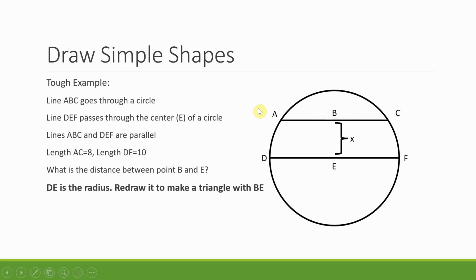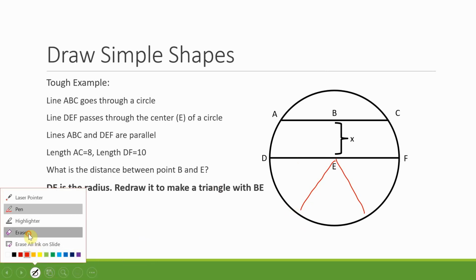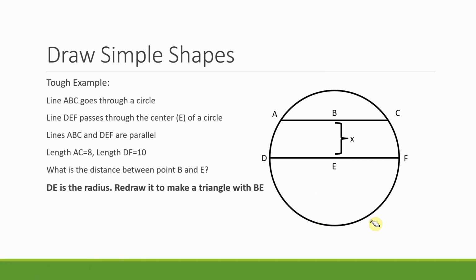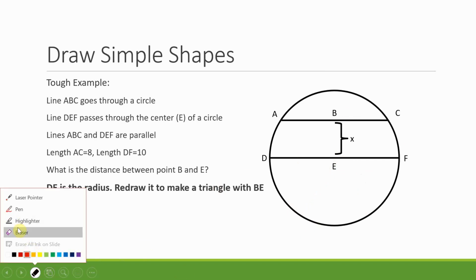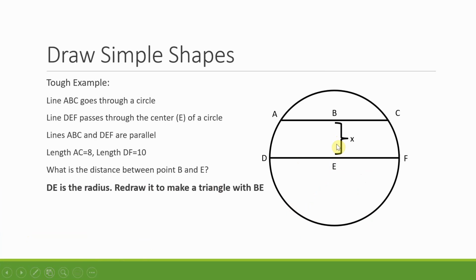Well, start out by realizing DE, since E is the center, this is the radius. DF is the diameter. But this radius, I could redraw it wherever I wanted. So let's say, for whatever reason, I wanted to put it here, I could. It would be the same length. If I put it here, I could. It's still going to be the same length. As long as it goes from the center of the circle to anywhere on the outside, it's the same length because it's the radius. So, if I realize I want this length here, that's what they're asking, what happens if I just redraw DE right here?